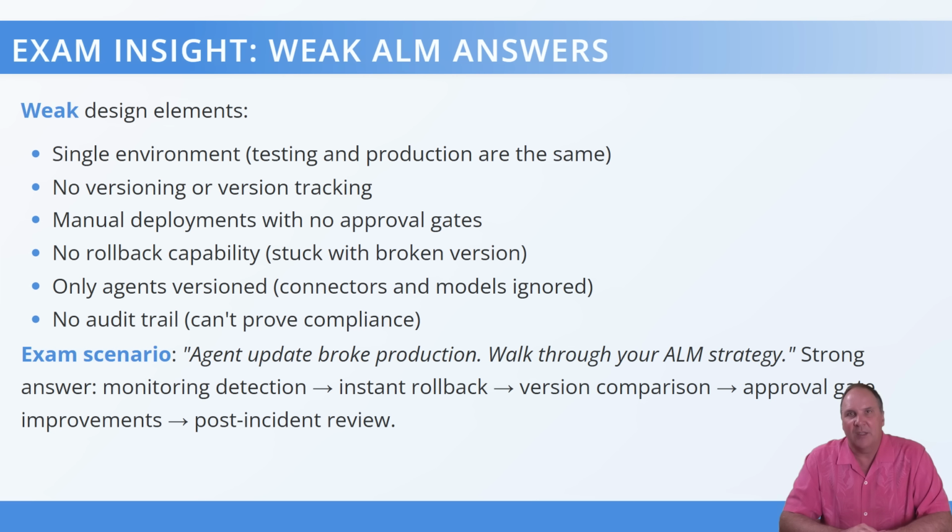If an exam says an agent update broke production, walk through your ALM strategy. Here's how a strong answer sounds. We have separate environments. Every change goes through CI/CD with auto test, code reviews, change board approval, and staging deployment. When the break happened, monitoring detected the spike in seconds. We rolled back instantly using blue-green.